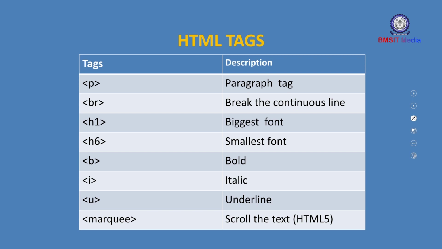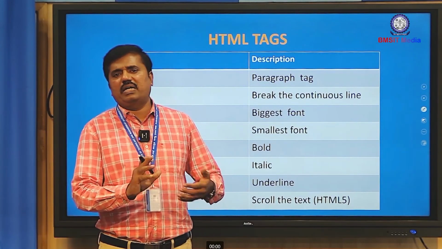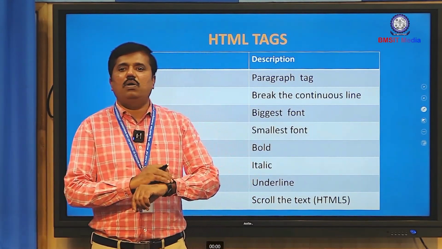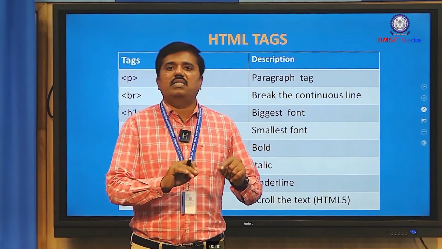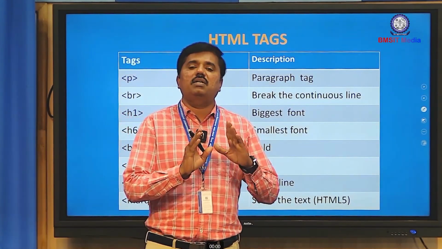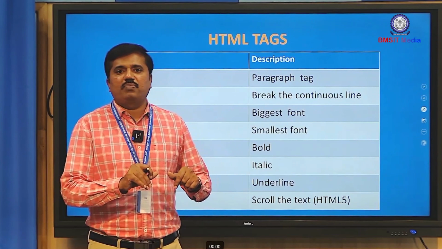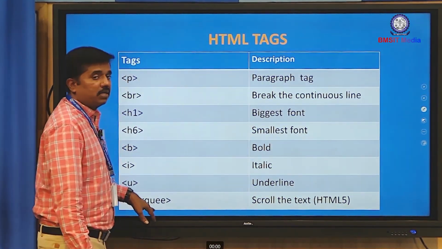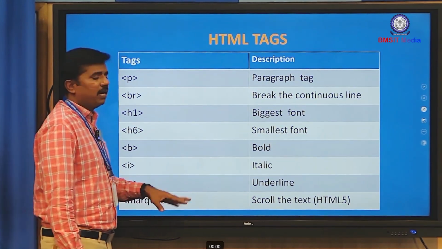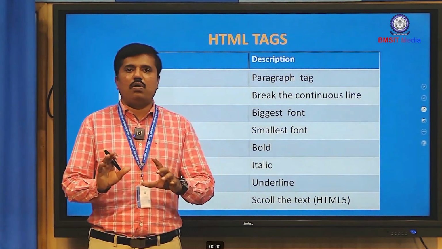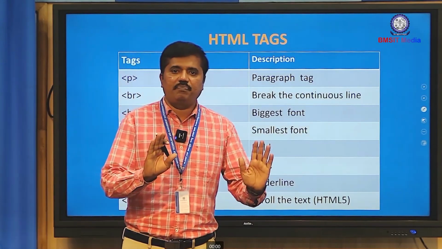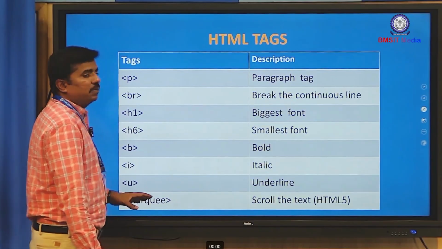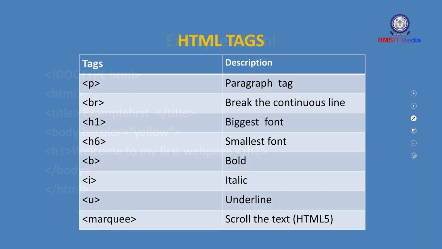Next, three most important tags, which we frequently use in our HTML code: B in angular brackets, that is bold, and I, that is italic. Next, U, that is underline, and one more tag called marquee. What does the marquee tag do? The marquee tag enables the text to roll from right to left in a web page. So these are the basic tags which we are going to use in our HTML.